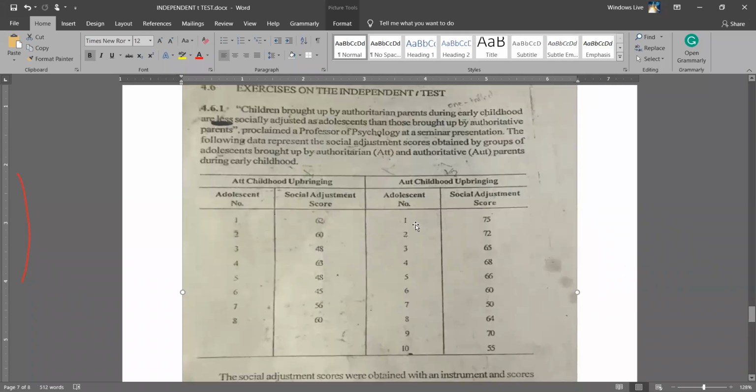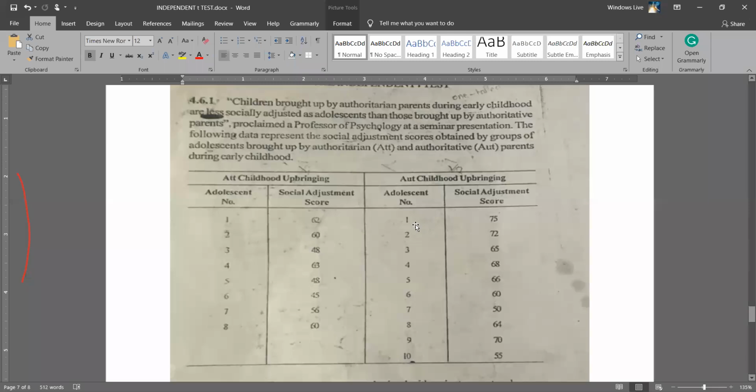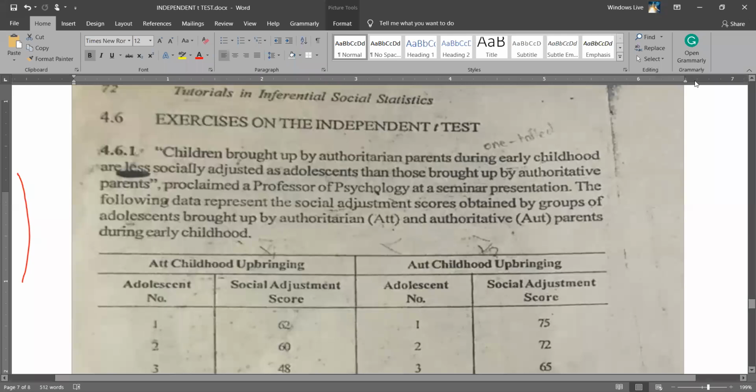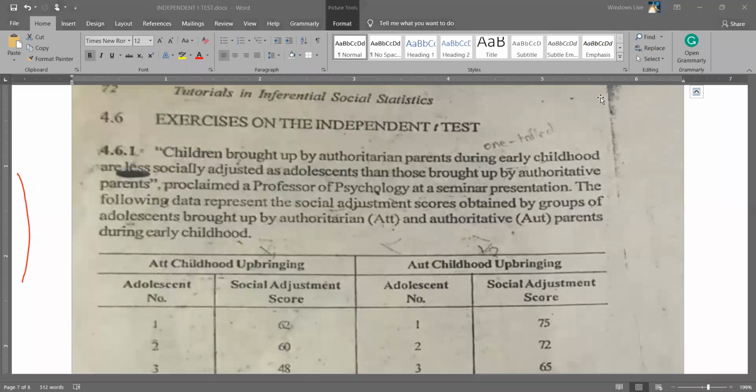So let me zoom this so that you get it well. You can see that they indicated children brought up by authoritarian parents during early childhood are less socially adjusted. You know, social adjustment is what they are measuring, and they are telling you that children brought up by authoritarian parents are less socially adjusted than those brought up by authoritative. So that's the alternative hypothesis.